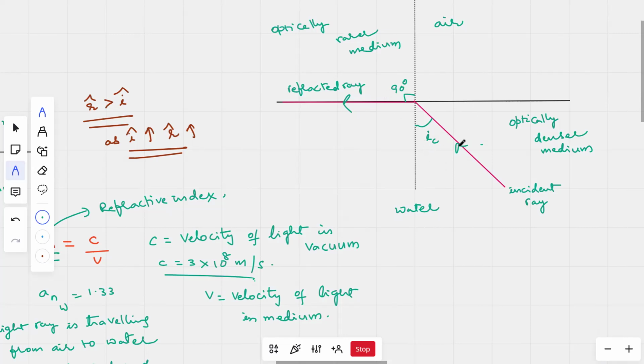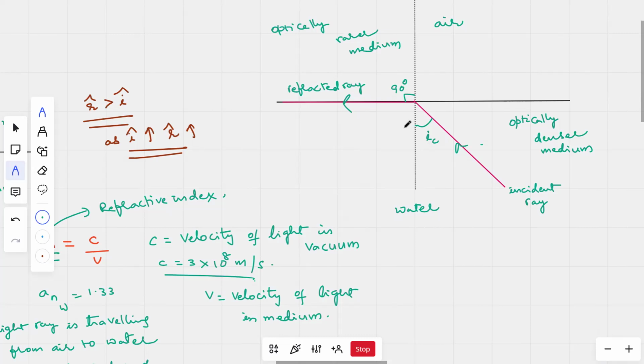So when the light ray is traveling from optically denser medium to optically rarer medium, and if I keep on increasing the angle of incidence, the angle of refraction increases up to a particular extent, and after that, we can't do that. Okay. At a particular angle of incidence, that means the critical value, the refracted ray just grazes the surface. That means the angle of refraction becomes 90 degrees. So this angle, he is asking us to find out the critical angle. Okay, that is why I said this one.